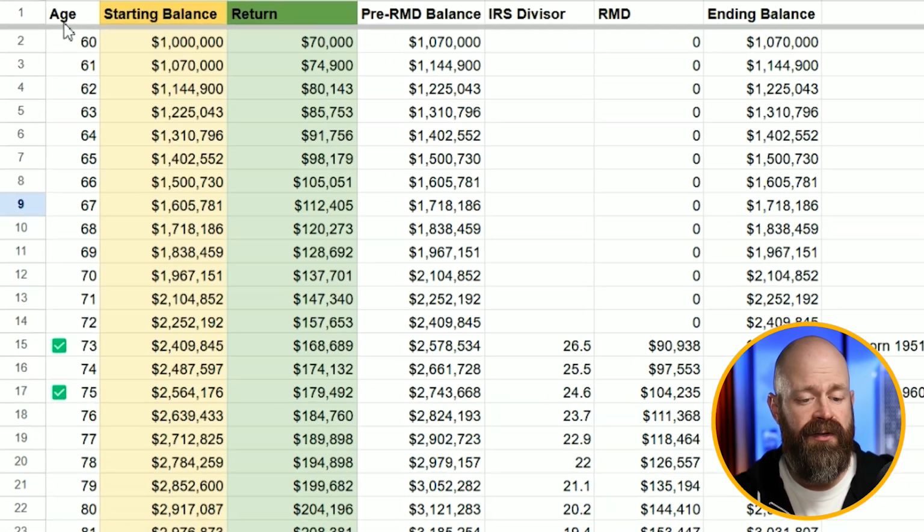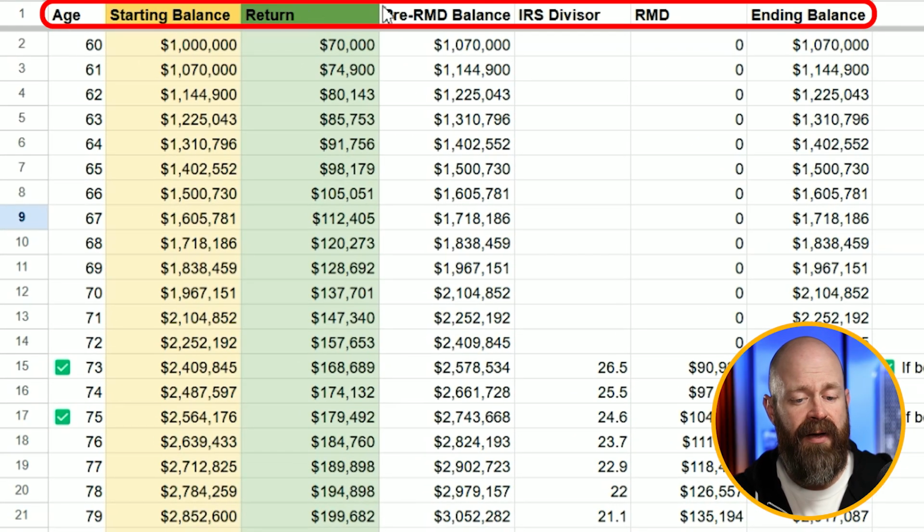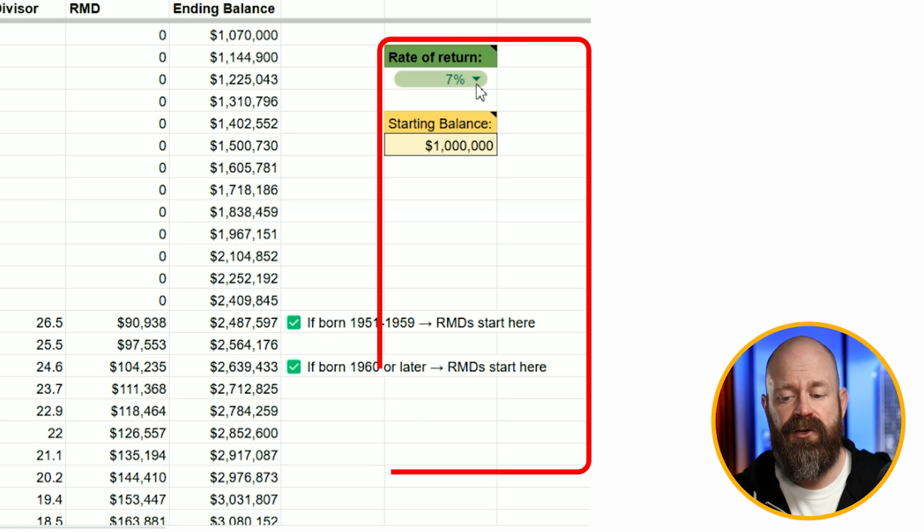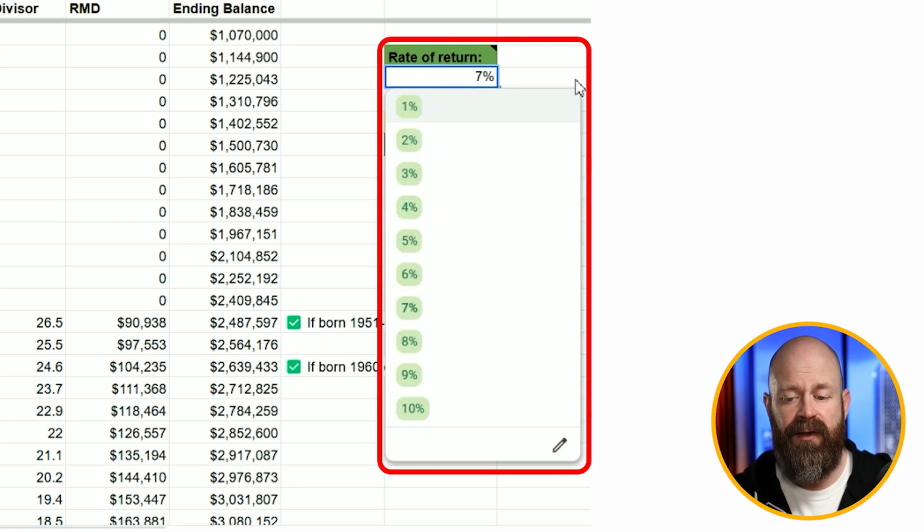I'll direct your attention to the top here. We've got our age, starting balance, our return that we're going to apply. We've got our pre-RMD balance, our IRS divisor. That's what calculates your actual RMD, and then your ending balance. Now, I've made this sheet totally customizable for you. You can adjust your rate of return here on the side.